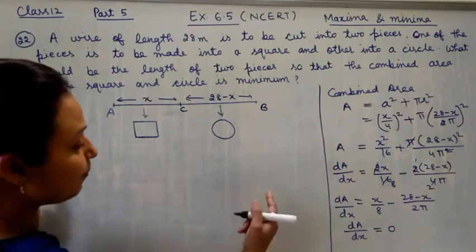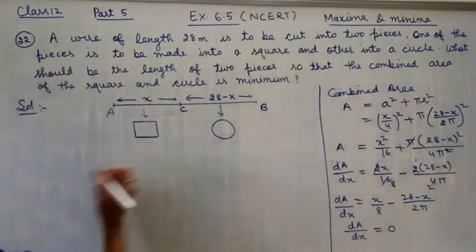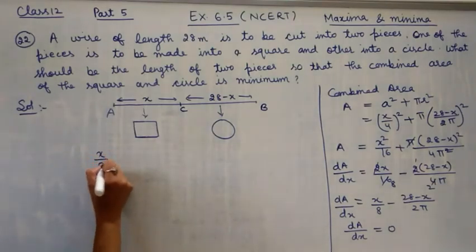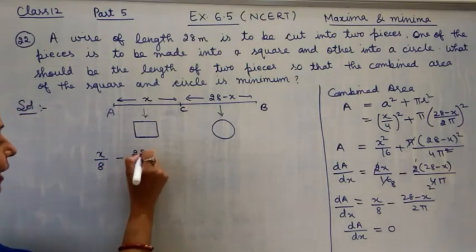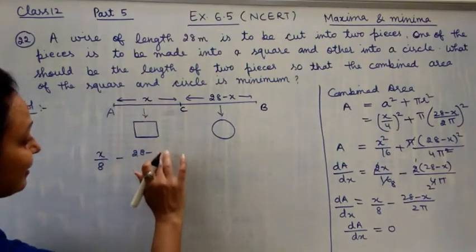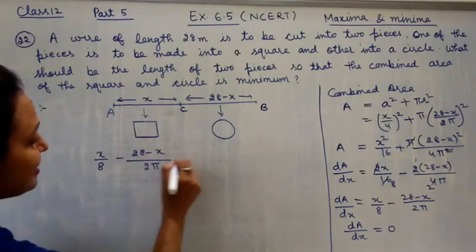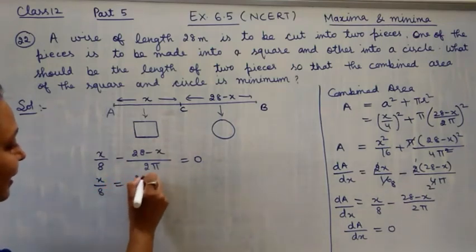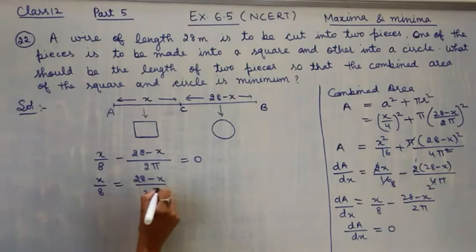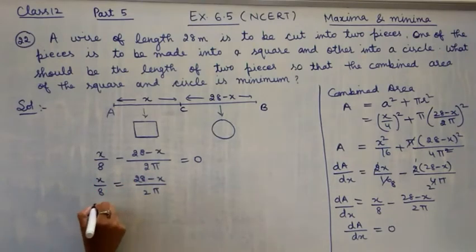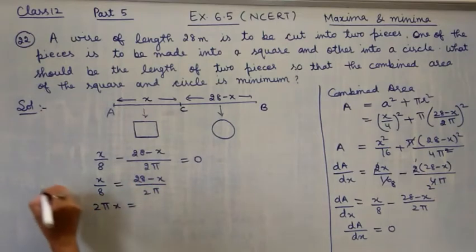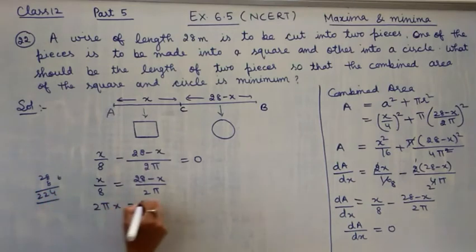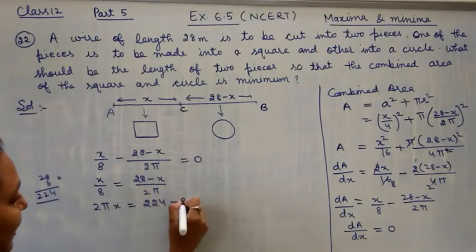Okay, so the next step: the value of dA upon dV, that is x by 8 minus (28 minus x) upon 2 pi, is equal to 0. I will take it to the right-hand side, 28 minus x upon 2 pi. Then cross multiplication: 2 pi x is equal to 28 8s are 224, so 224 minus 8x.